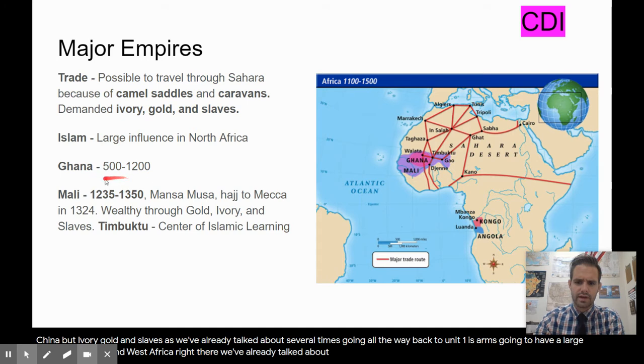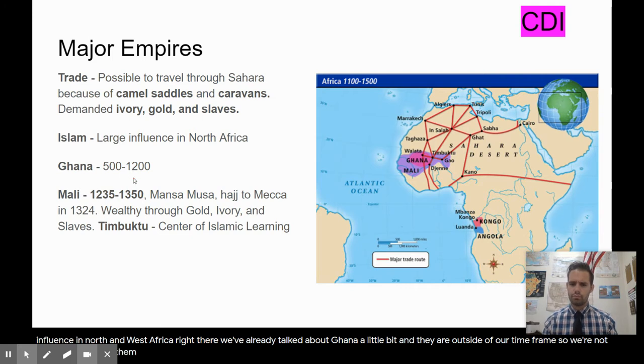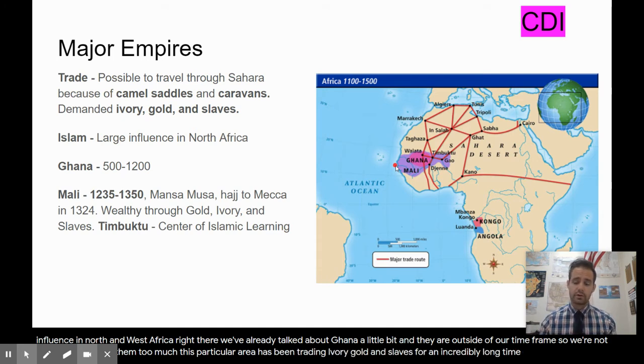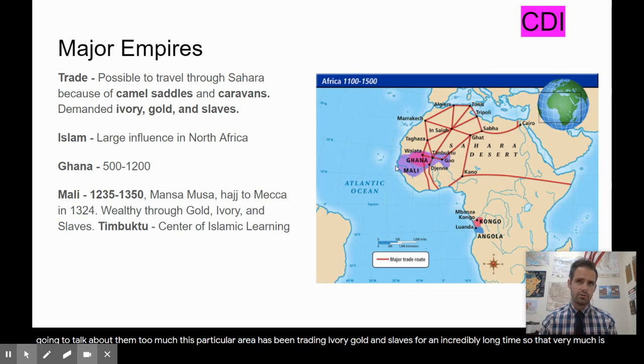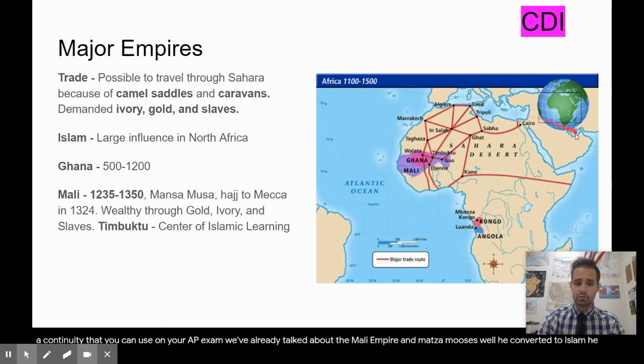We've already talked about Ghana a little bit, and they are outside of our time frame, so we're not going to talk about them too much. I just want you to be aware that this particular area has been trading ivory, gold, and slaves for an incredibly long time. So that very much is a continuity that you can use on your AP exam. We've already talked about the Mali Empire and Mansa Musa as well. He converted to Islam. He made his famous pilgrimage to Mecca. He's selling gold, ivory, and slaves.